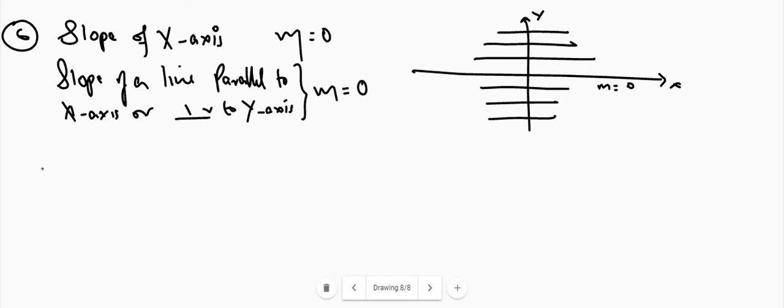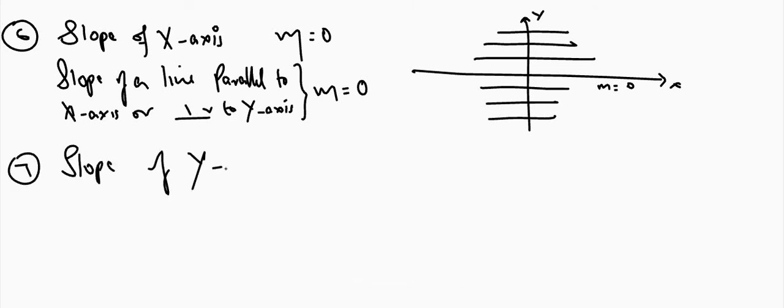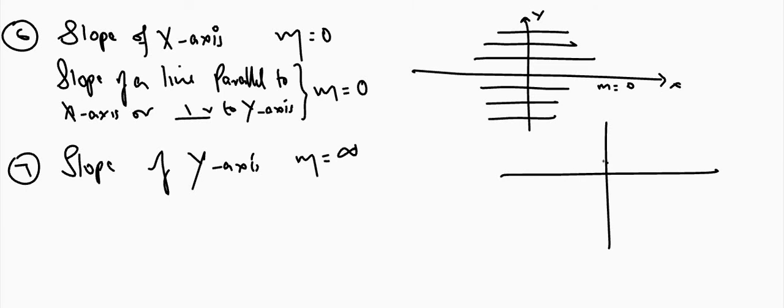Next, 7, slope of the y axis. The slope of the y axis is not defined. Since the slope of x axis is 0, for y axis it will be minus 1 by 0, which is not defined. Slope of y axis is not defined.